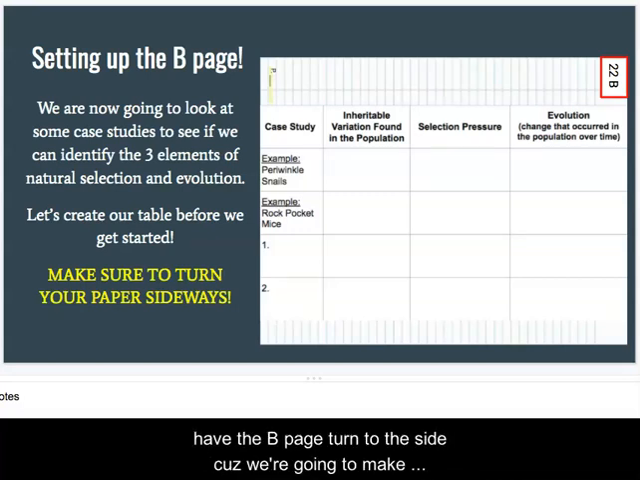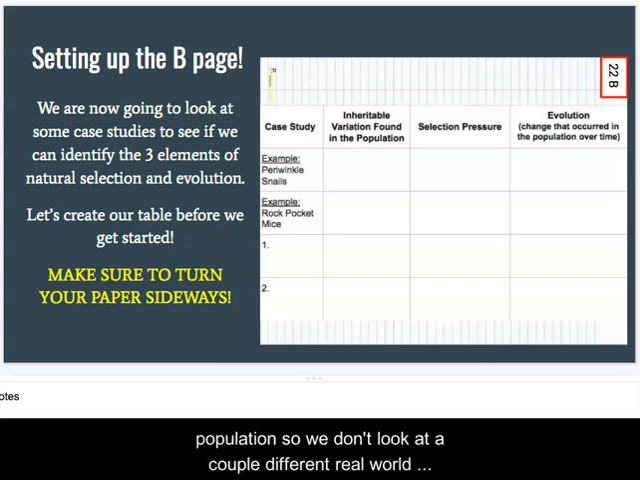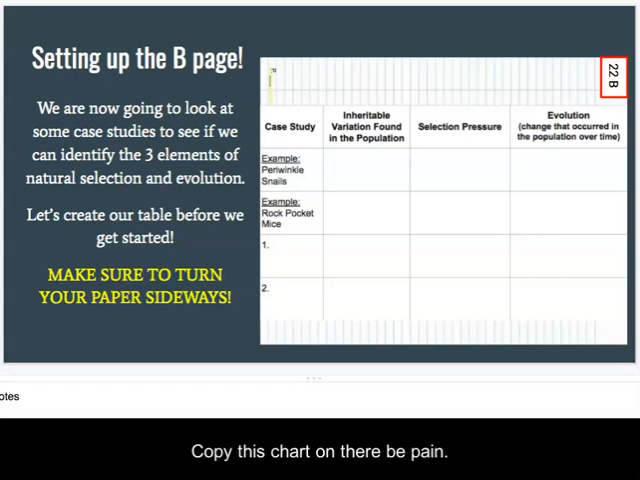And so I have the B page turned to the side because we're going to make a pretty large chart. And we're going to look at a couple of different case studies to see if we can identify the variation that exists, if there are any selection pressures that might be limiting biotic potential, and then what change might have occurred in the population. So we're going to look at a couple different real-world examples. So please pause the video, and I'm going to do this in class too and give everybody time to copy this chart on their B page.